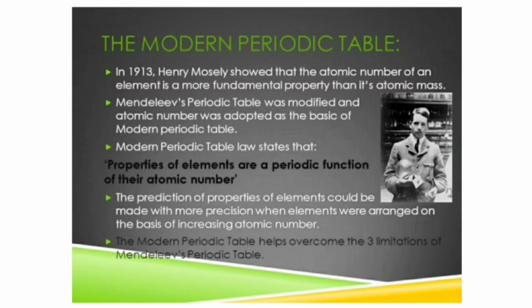The modern periodic table. In 1913, Henry Moseley showed that the atomic number of an element is a more fundamental property than its atomic mass. Mendeleev's periodic table was modified and atomic number was adopted as the basis of the modern periodic table. The modern periodic law states that properties of elements are periodic functions of their atomic number. The prediction of properties of elements could be made with more precision when elements were arranged on the basis of increasing atomic number. The modern periodic table helps overcome the three limitations of Mendeleev's periodic table.